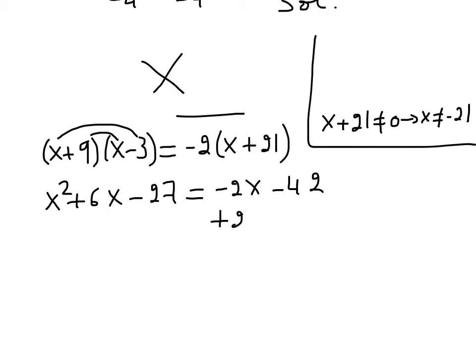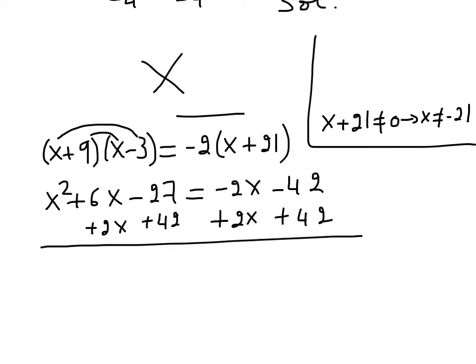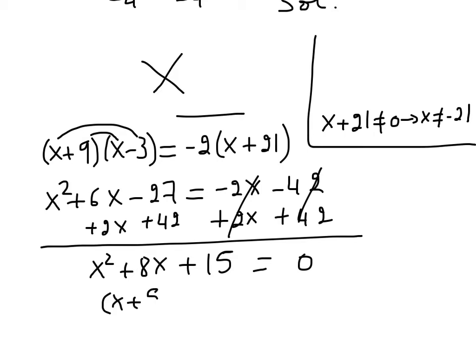Meaning you have to add 2x to both sides. You have to add 42 to both sides. And when you combine like terms, these cancel out, you get your 0. And here you have x squared plus 8x plus 15 equal to 0. Hopefully that should factor. What's the product of 15? The sum of 8. It's (x + 5)(x + 3).